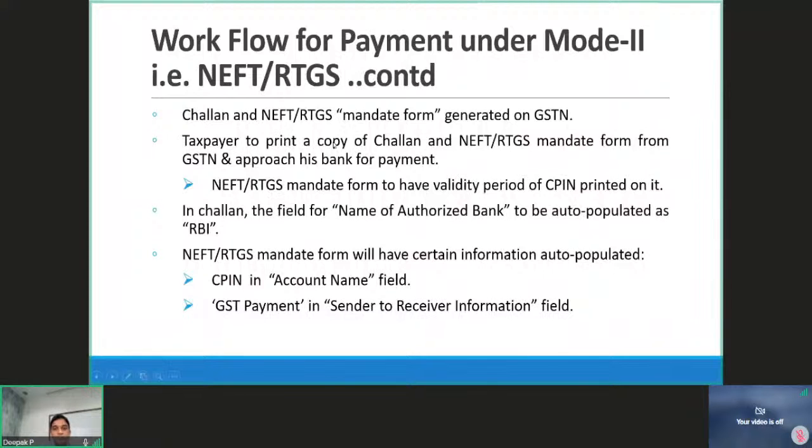Challan and NEFT RTGS mandate form is generated on the GSTN. Like the challan itself will be treated as a mandate form. Taxpayer to print a copy of the challan and NEFT RTGS mandate form. Practically, a NEFT RTGS mandate form separately is not there. The challan itself has the NEFT RTGS mandate details. And of course, the validity period of CPIN is 15 days, and the NEFT RTGS validity period also will be 15 days. In the challan, the field for name of the authorized bank will be auto-populated as RBI. So for NEFT and RTGS, the authorized bank is RBI.